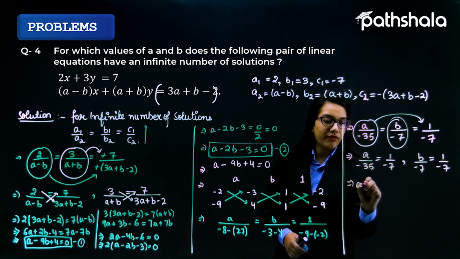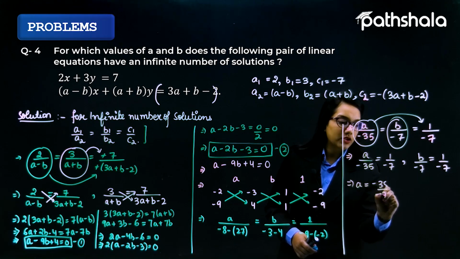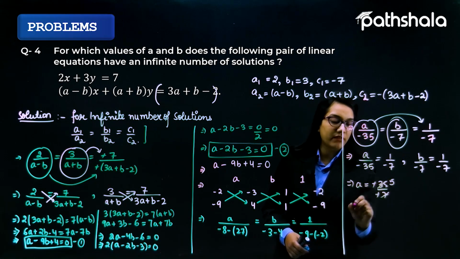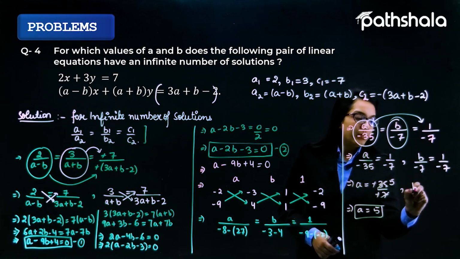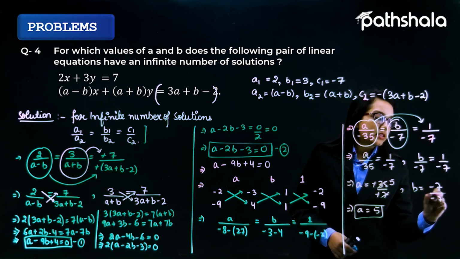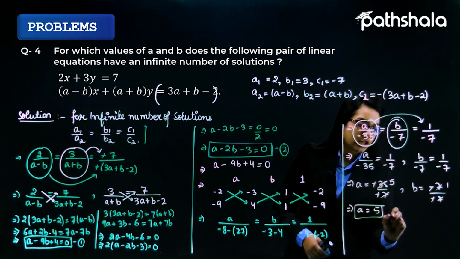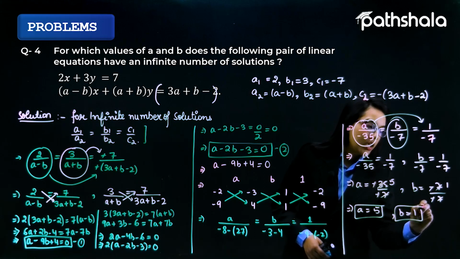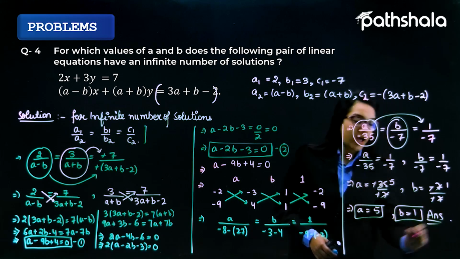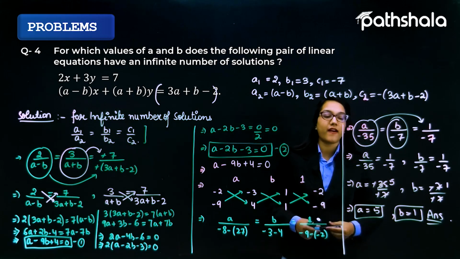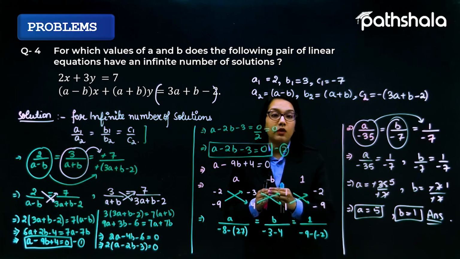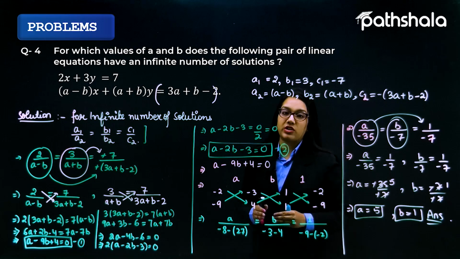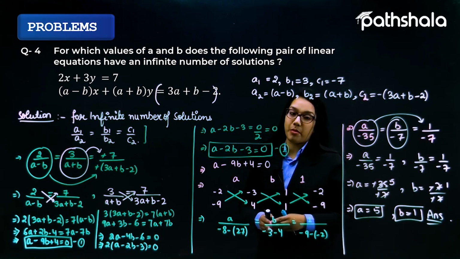It means the value of a would be minus 35 by minus 7, which is nothing but 5, 7s are 35. So a is nothing but 5. Further we have b, which is equal to minus 7 by minus 7. The values get cancelled with each other. The value of b is coming out to be 1. So this is nothing but our answer, that is a is equal to 5 and b is equal to 1 whenever such a pair of linear equations have an infinite number of solutions.